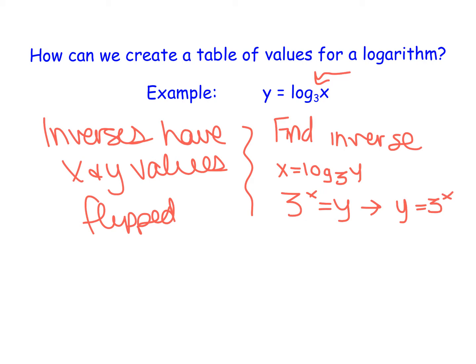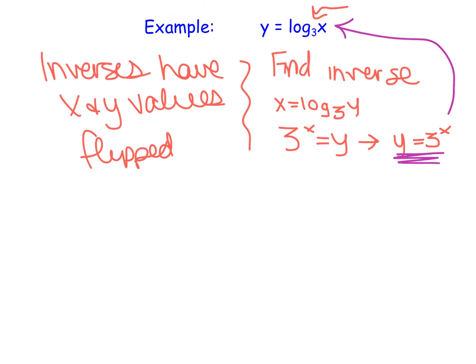So what we know is that log base 3 of x and 3 to the power of x, those two functions, are both inverses of each other. So essentially, if we can find a table for this function, we can just flip-flop the x and y in those tables, and we'll then have a table for log base 3 of x. So let's try that out. So if we find a table for y equals 3 to the power of x.